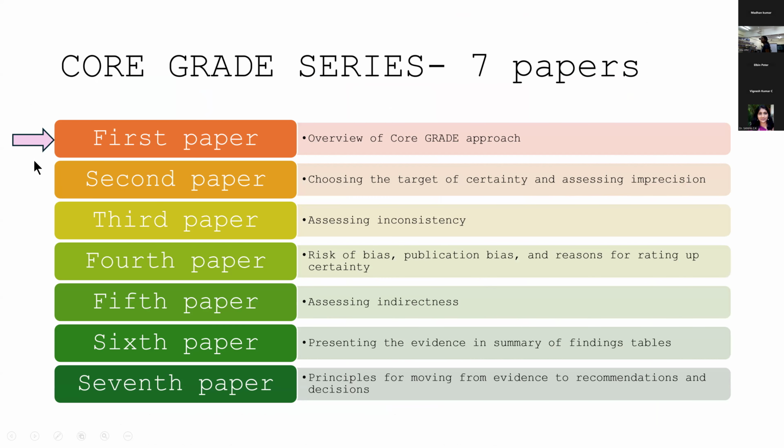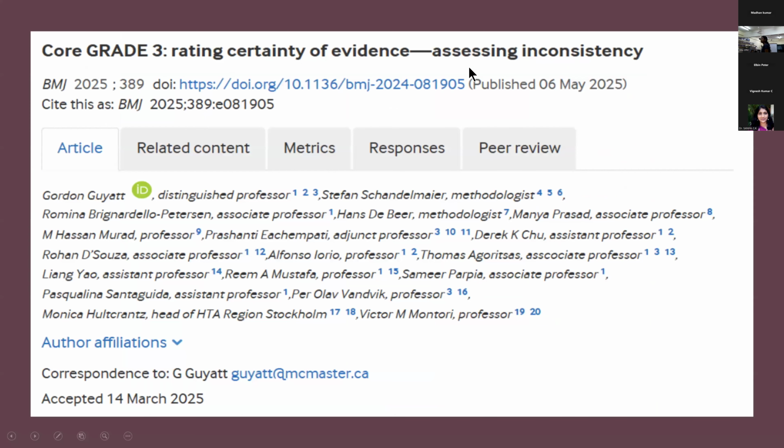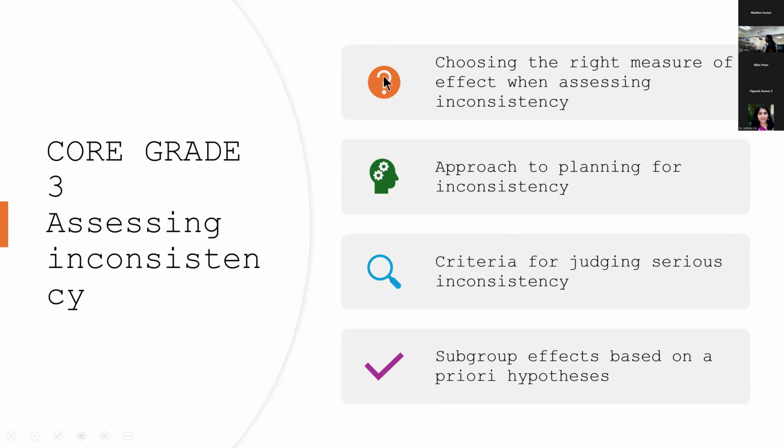So the first and the second paper was covered last week. Today, we'll be looking at the third paper, which is assessing inconsistency. So my talk is in these 4 domains. First of all, would be to choose the right measure of effect when assessing inconsistency. The second one would be the approach to planning for inconsistency. The third part would be the criteria for judging serious inconsistency. And the fourth part would be subgroup effects based on a priori hypothesis.